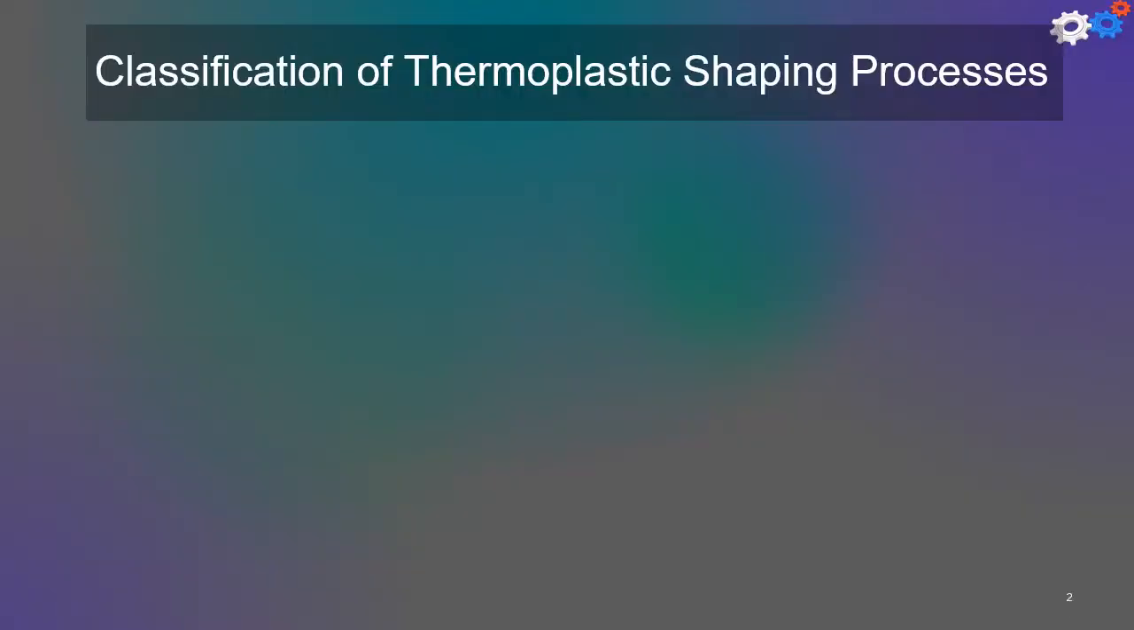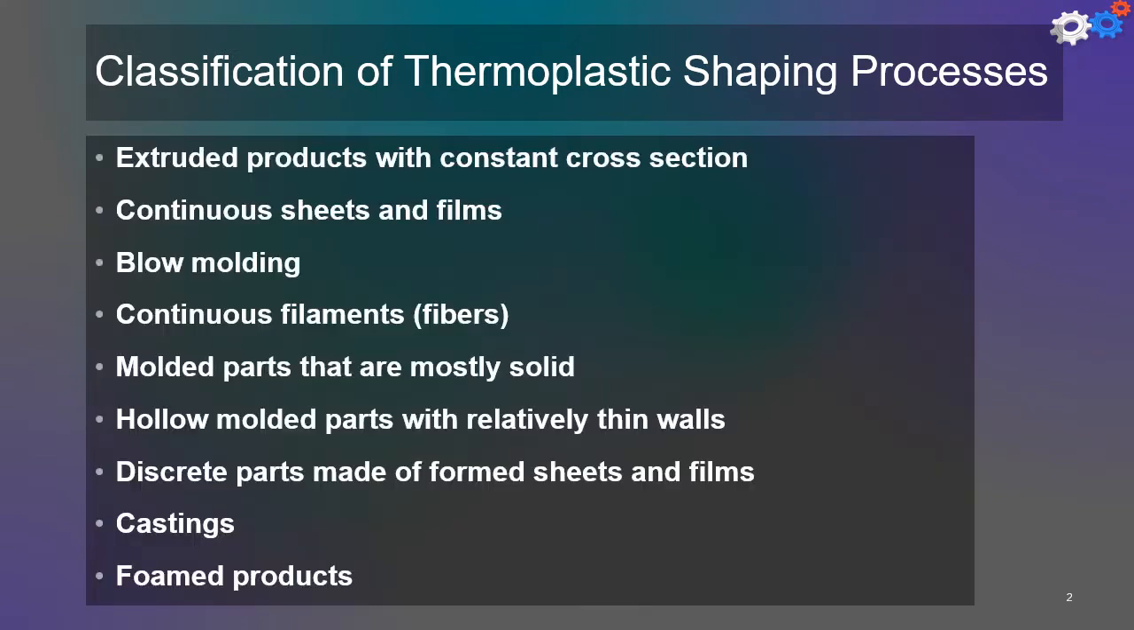The classification of thermoplastic shaping processes are the extruded products with a constant cross-section, the continuous sheets and films, the blow molding, the continuous filaments, the molded parts that are mostly solid, the hollow molded parts with relatively thin walls, discrete parts made of formed sheet and films, the casting, and the formed products.